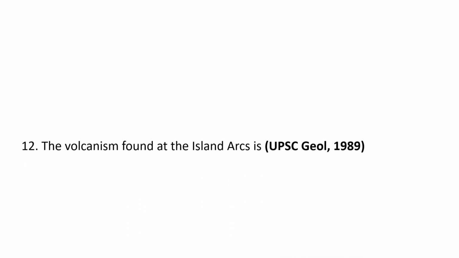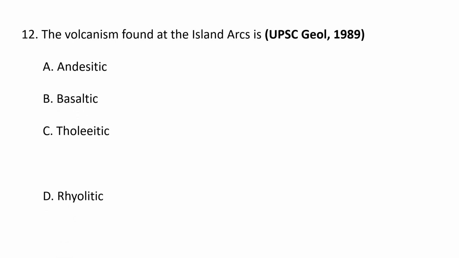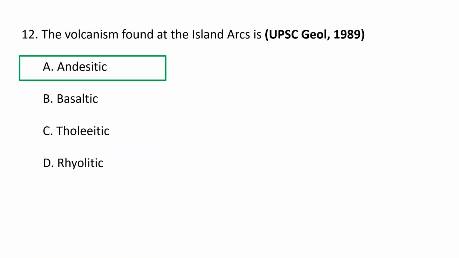Next question. The volcanism found at the island arcs is: A. Andesitic, B. Basaltic, C. Tholeiitic, D. Rhyolitic. Generally the volcanism found at the island arcs is andesitic. Volcanism in island arcs is more andesitic than in other tectonic environments on the earth, which are mostly basaltic. Because average continental crust is broadly andesitic in composition, continental crust is either created or recycled or both by island arc magmatism. So A is the correct answer.